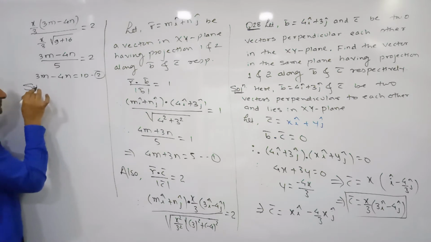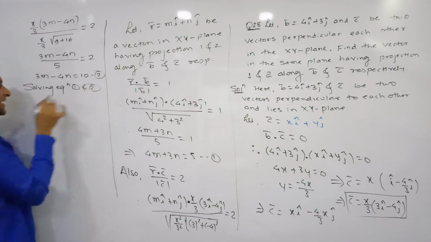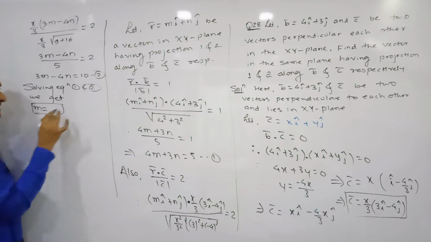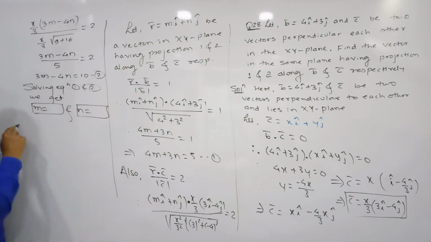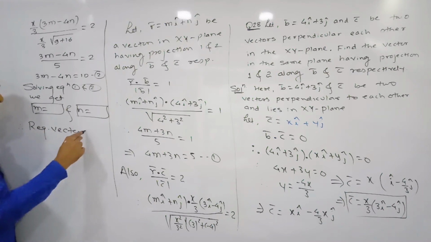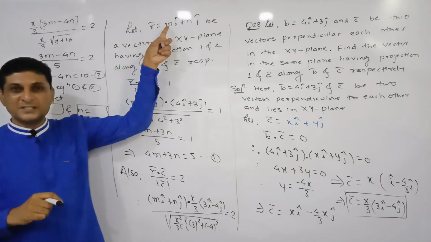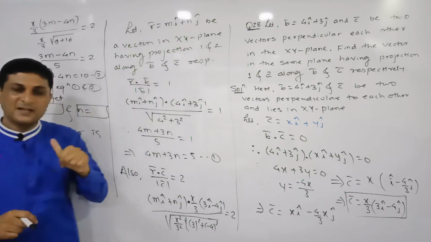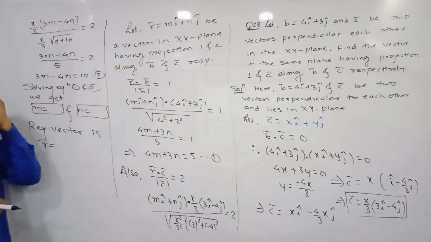So solving the first and second equations we get the values of M and N. Once the values of M and N are known to us, we will get our required vector. The required vector we have denoted by R bar equals M i cap plus N j cap. To find this vector we will require the values of M and N, and to find the values of M and N we have to solve the first and second equations simultaneously.